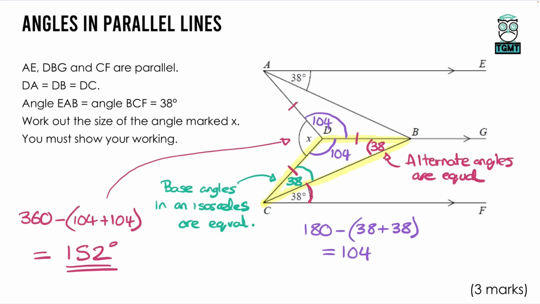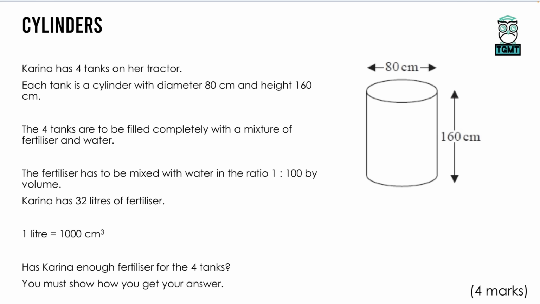There were some angles in parallel lines and also involving some isosceles triangles. Okay, so this question is looking at a cylinder.